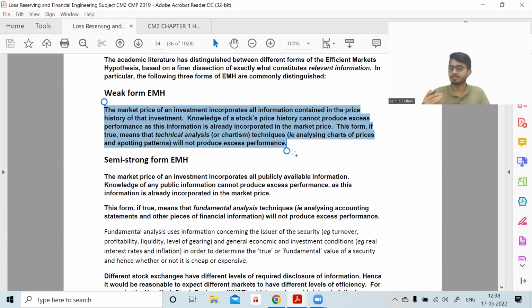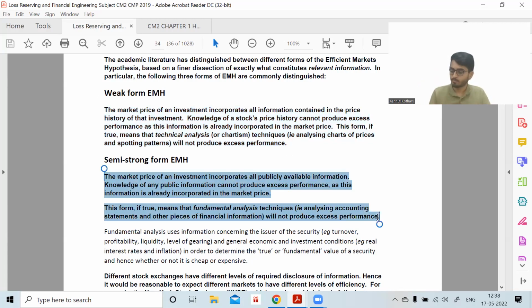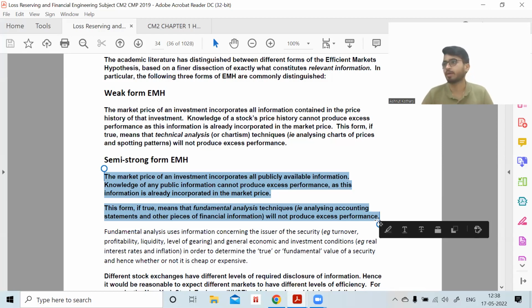Next, what we have is semi-strong form EMH. The market price of an investment incorporates all publicly available information. Knowledge of any public information cannot produce excess performance, as this information is already incorporated in the market price. So this form, if true, means that fundamental analysis techniques will not produce excess performance. Whenever you're looking at balance sheets, financial statements, or any other information about a particular company which is available in the public domain, so everyone has access to it.